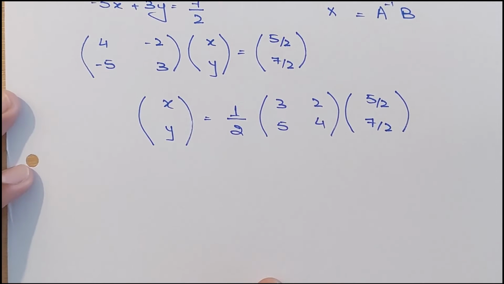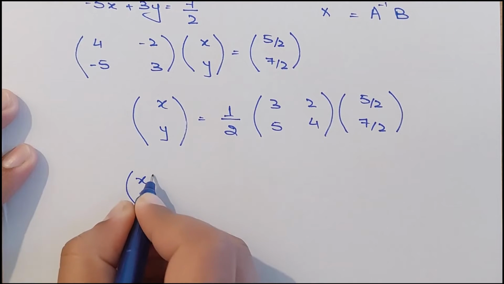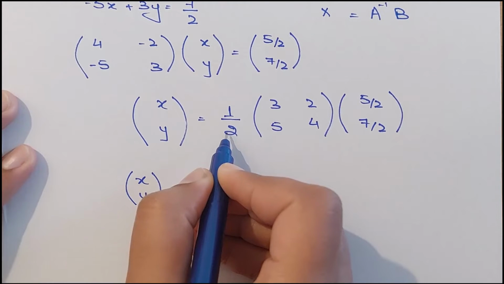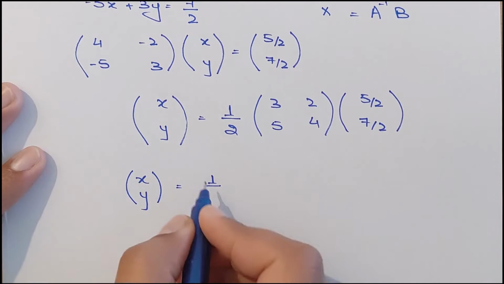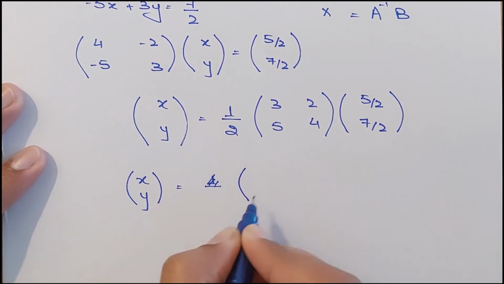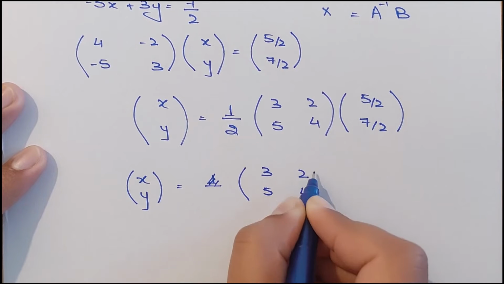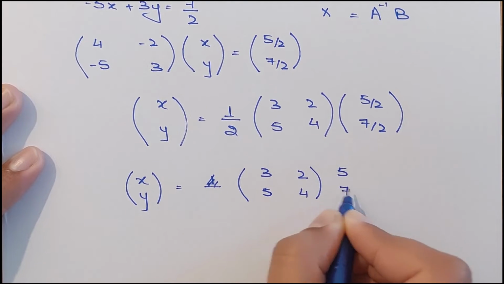Right, we will get xy after doing the product. So let me simplify the product of the matrix. xy is equal to 1 by 2, or we can just multiply with the 2. This 2 is cancelled with these 2, right? Okay, so we are left with the product of 3, 5, 2, 4, and 5 and 7.